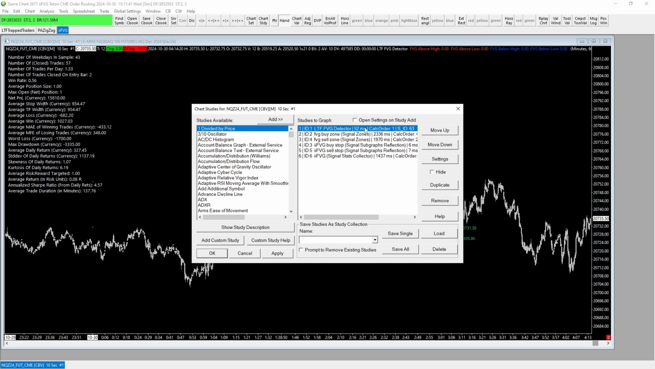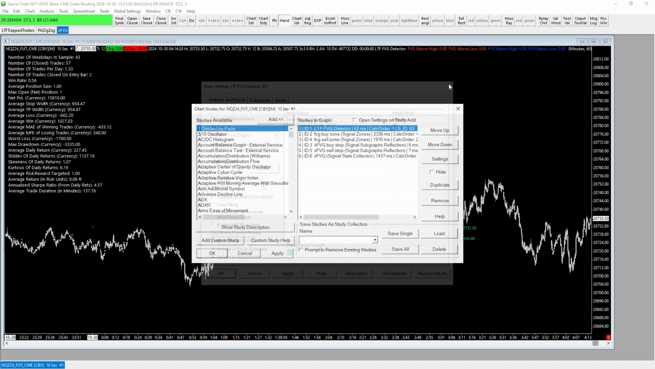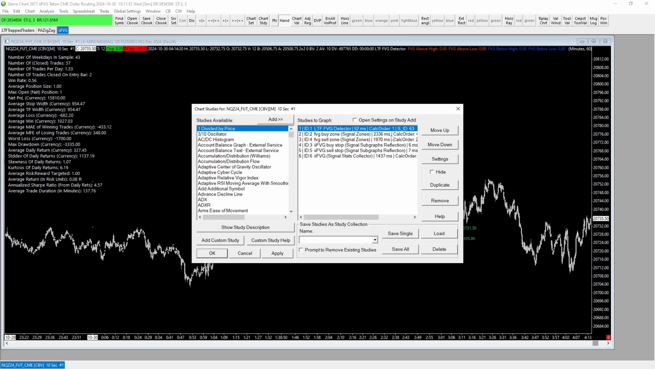So setting this up, we have our low time frame fair value gap detector. I'm setting it to look for 1 hour fair value gaps and we're on a 10-second chart here. For granularity, this is not something you can look at the times it takes to load these. This is not what you would actually want to be trading on live. This is for gathering stats and analyzing how this thing works, at least in the sample under consideration.